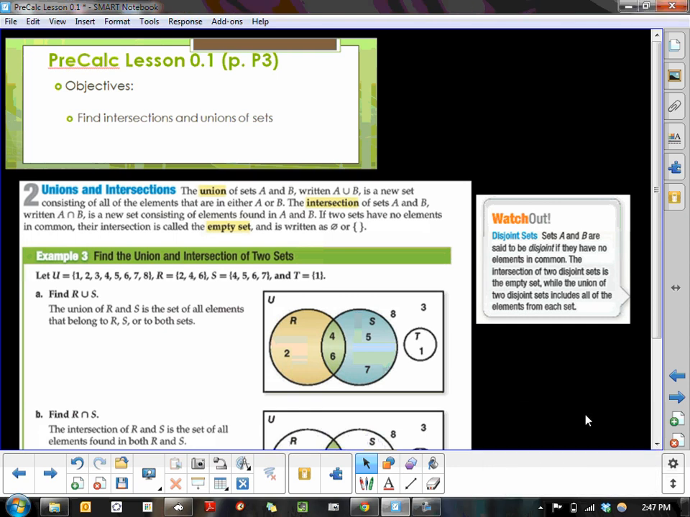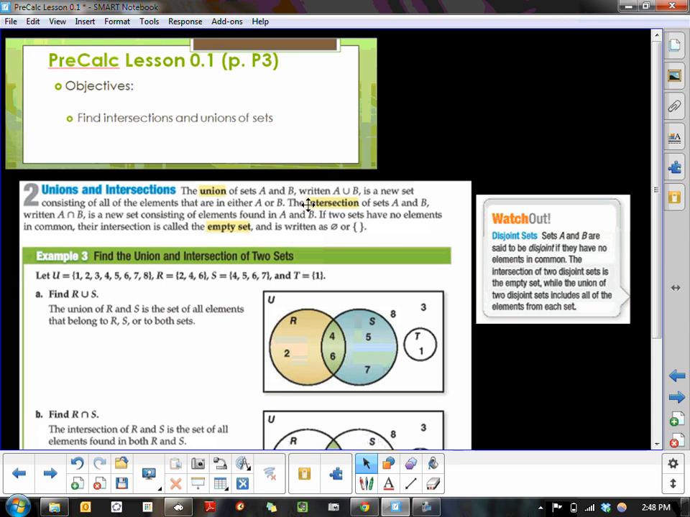Finally, in lesson 0.1, we're going to look at finding the intersections and union of sets. Keep in mind, whenever you hear the word intersection, you want to make sure that it's in both sets. It's an and. If it's a union, it's an or. Unions combine, like a marriage combines a man and a woman, typically. That's how we think of a marriage. So unions join, intersections find the things that they have in common.